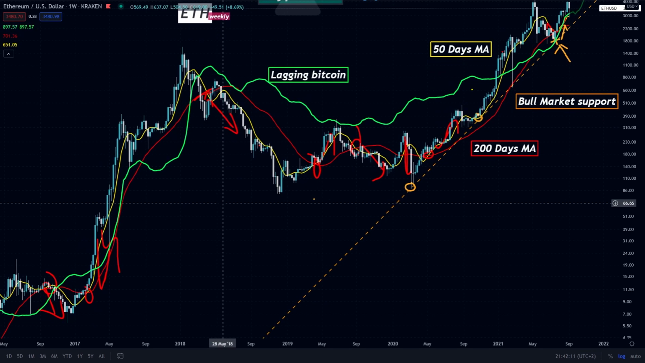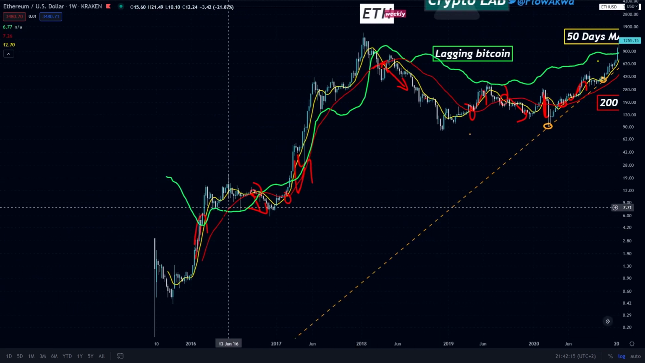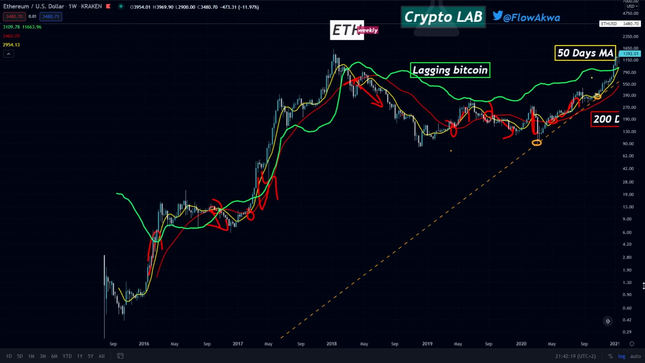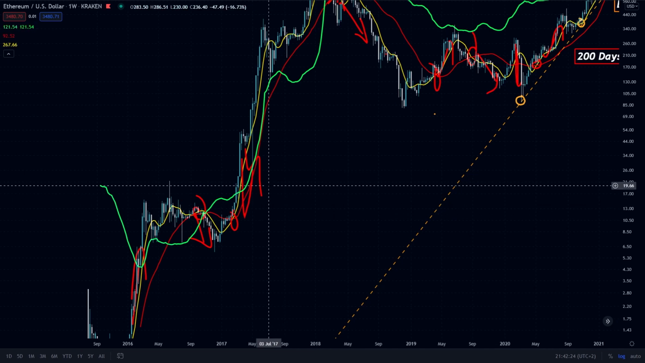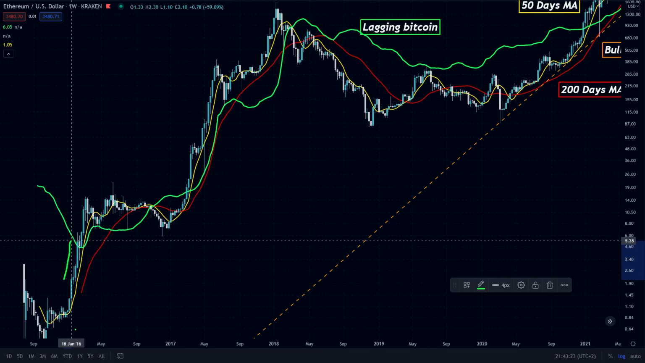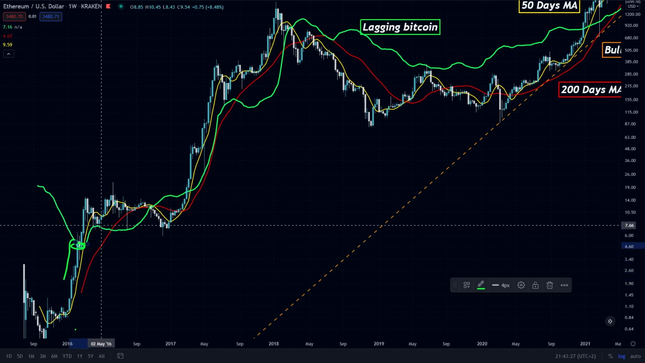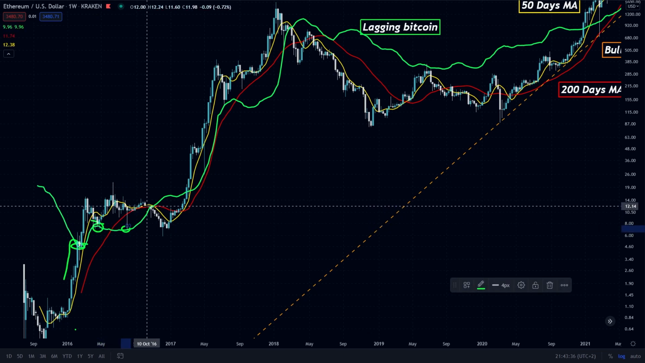And if we take a step back, we can see that Ethereum is using the green line, which is a lagging Bitcoin, as a support during bull markets. Look, here we went above it and then we used it as a support. Then we used it as a support right here. We used it as a support again. Okay. Then we crossed it.